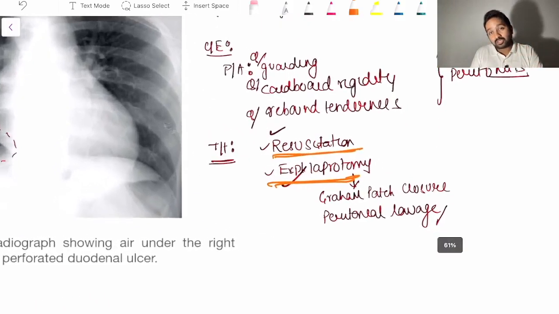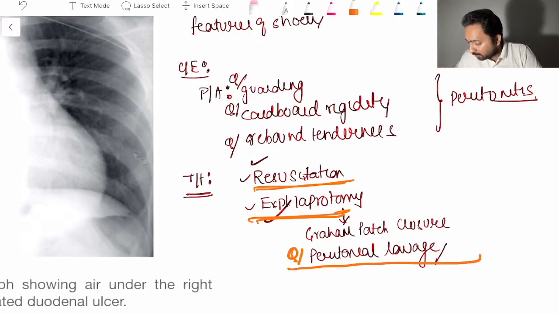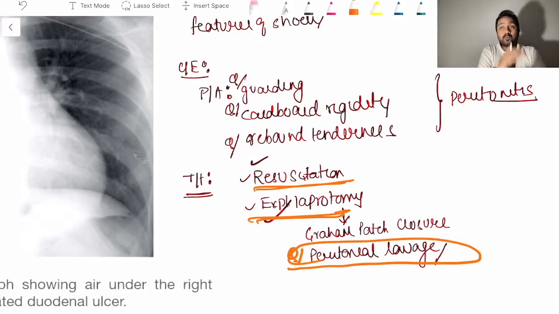Now this is the most important point where I have taken over here. So the next question they can ask you actually is, the operative procedure include what? Graham's patch closure, peritoneal lavage, both, none. The answer would be both. So please remember, this peritoneal lavage is a very important component of your exploratory laparotomy that is done for your peptic perforation.